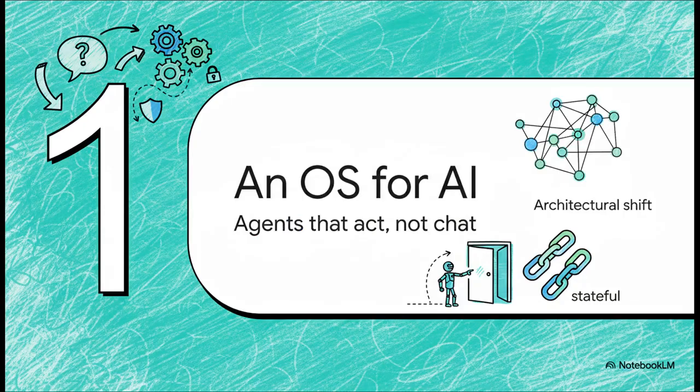So what does it really mean to be an OS for AI? At its heart, this is all about a massive shift in how we think about architecture. We're graduating from the simple back-and-forth chatbots we all know, and we're stepping into the world of persistent agents that have memory and can actually take action for us.